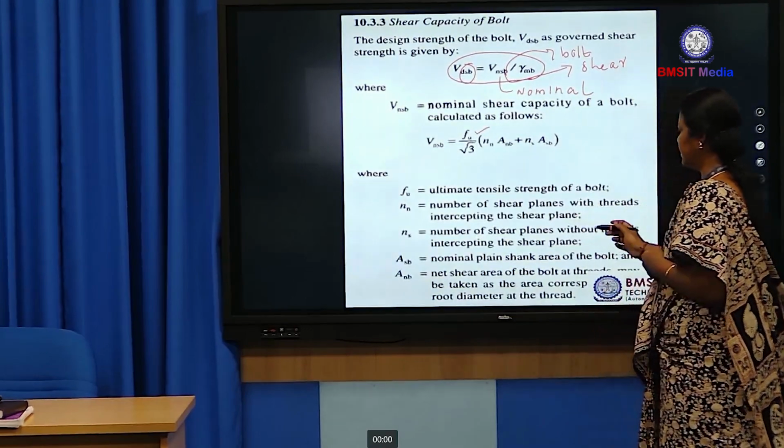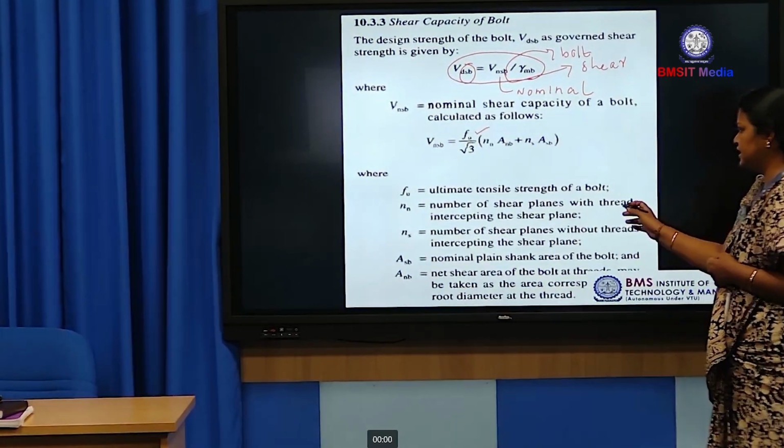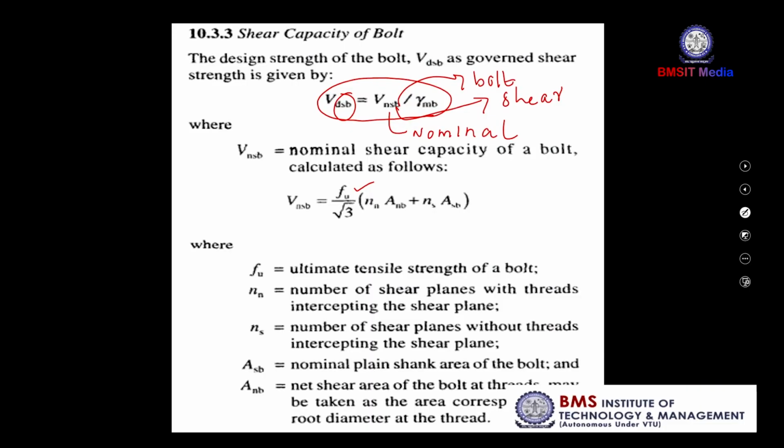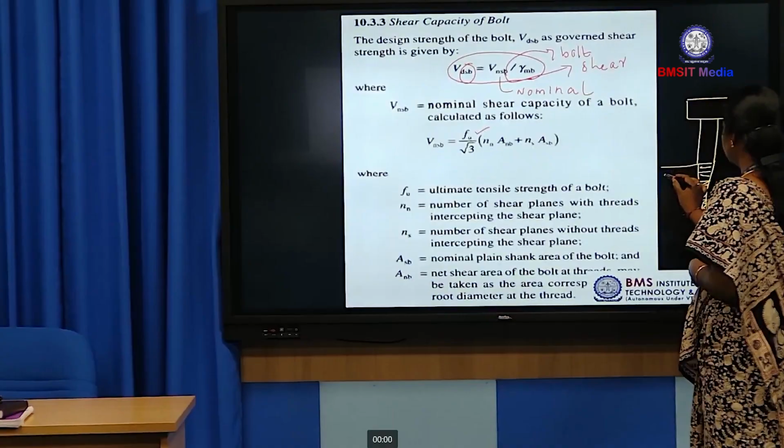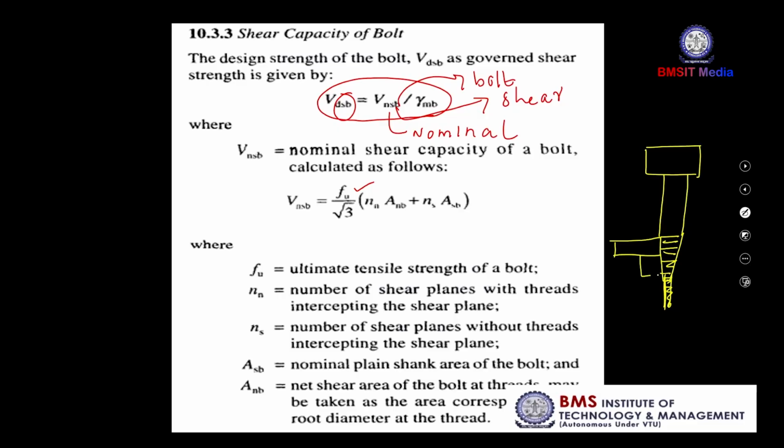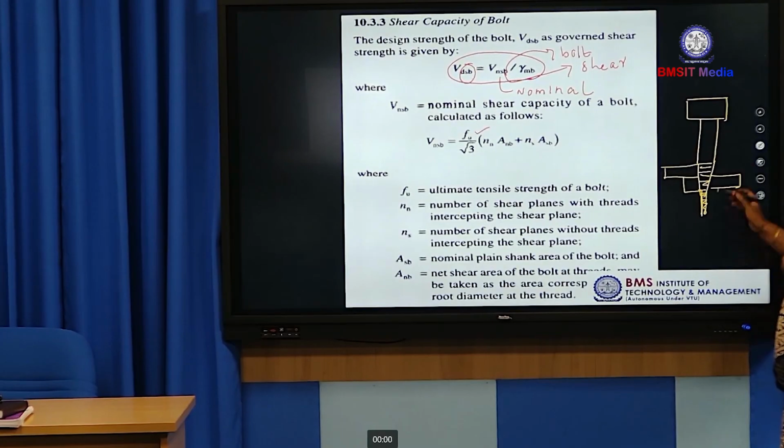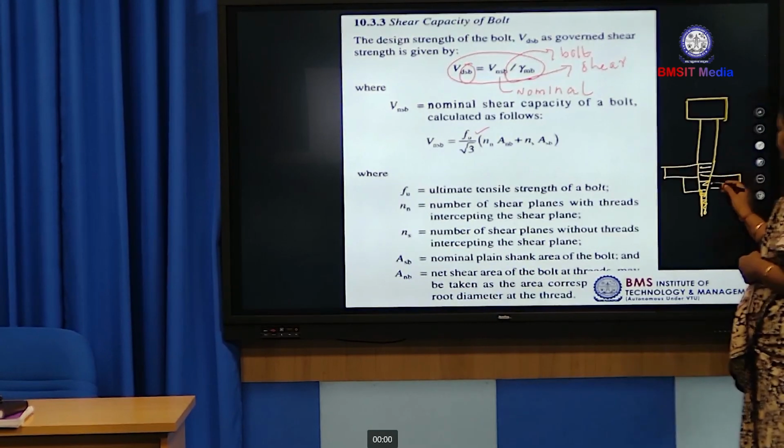NN means the number of shear planes with threads intercepting the shear plane. For example, just imagine this as a bolted connection, and this is the threaded portion. Now consider the lap joint. Number of shear planes with thread intercepting the shear plane. This is the thread portion. For example, this is the lap joint. I think the bolt length is very high. This is the lap joint.